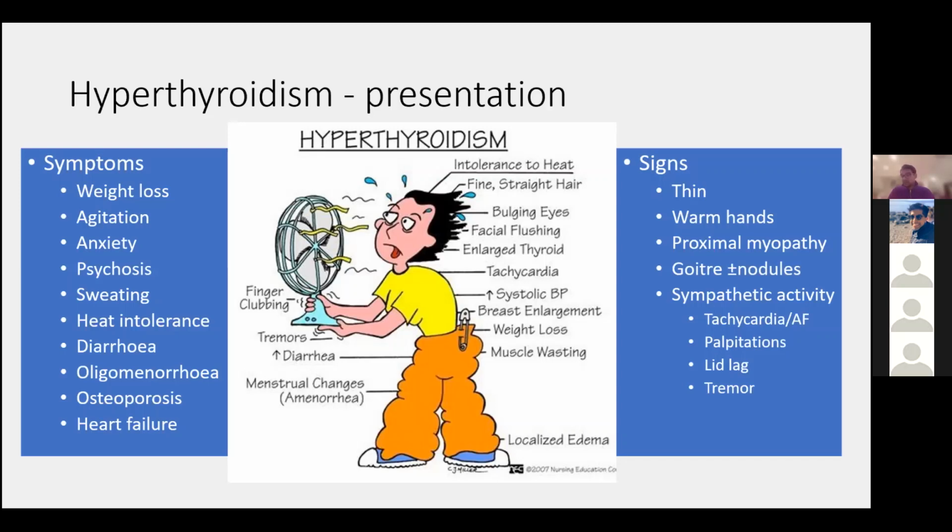They're often in sympathetic overdrive, so they're tachycardic, with palpitations, and they may have a degree of lid lag and tremor. And because of their fast heart rate, they may actually go into AF as well, something to think about.